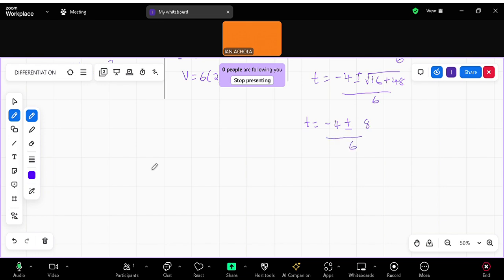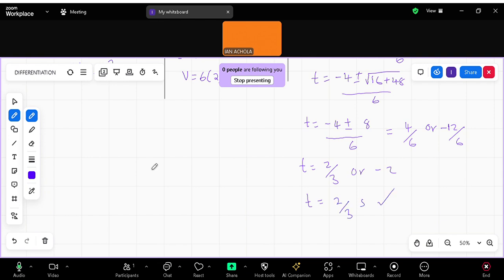So minus 4 plus 8, that gives you 4 over 6, or minus 4 minus 8, that gives you minus 12 over 6. So the value of t is equal to, when you simplify this one, 2 over 3, or minus 2. But because t is time, we are going to use the first one. So the instant at which the particle is at rest is 2 over 3 seconds.